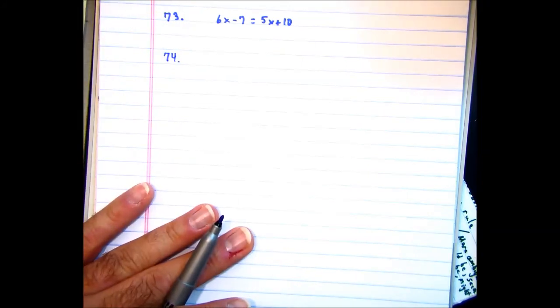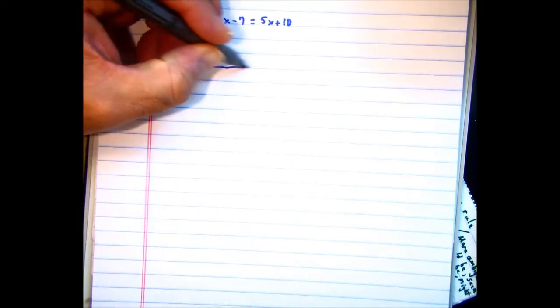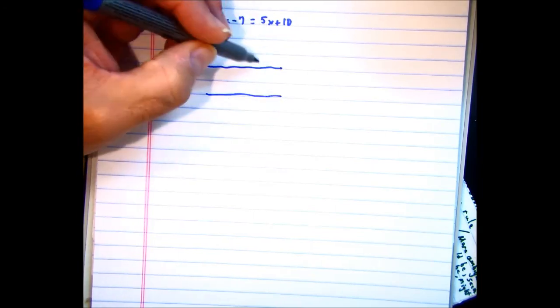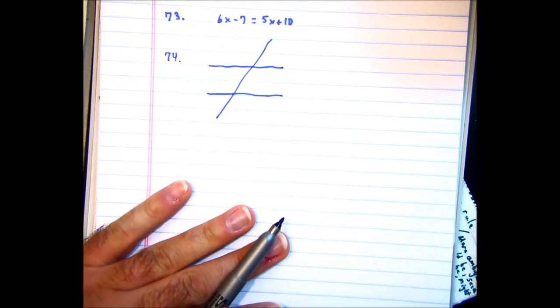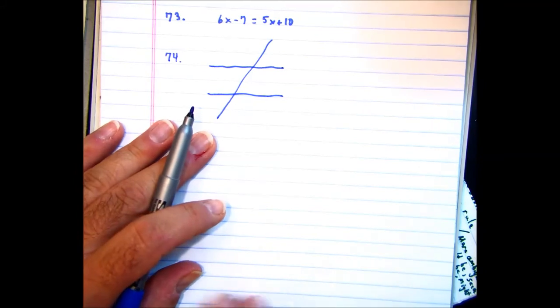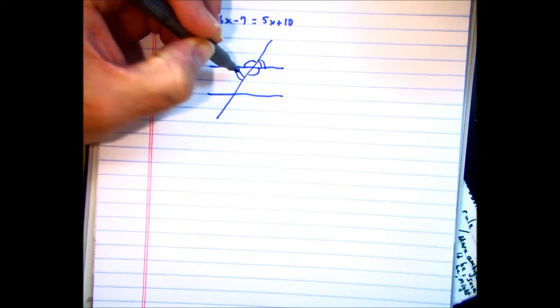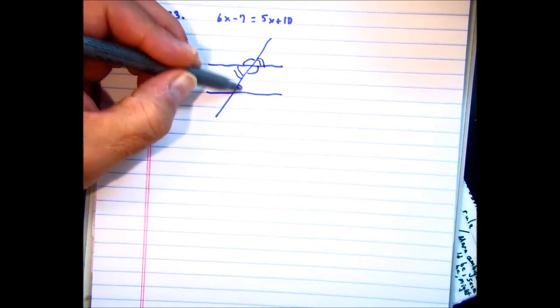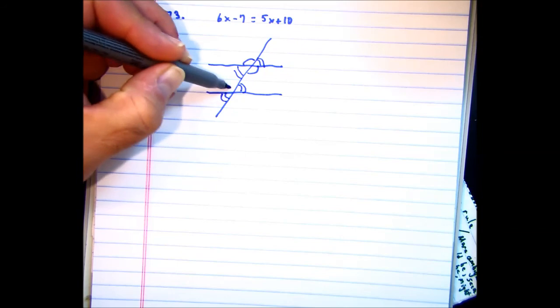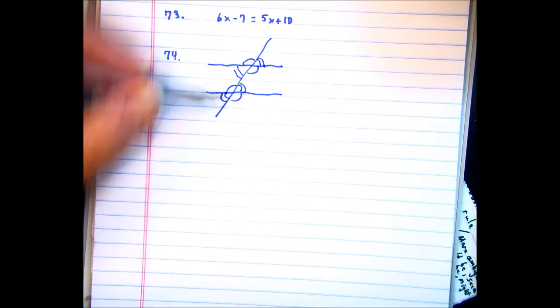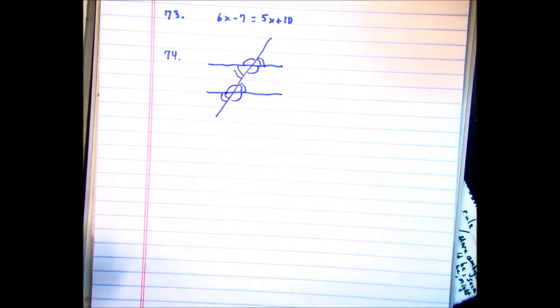74. 74 states that you have a pair of parallel lines, and again, once you have the parallel lines and the transversal, you can go ahead and add all the congruency marks, because every pair of parallel lines and the transversal look the same. So you can go like this. There we go. And then the bottom looks the same as the top. Finding the measurements will be easy.